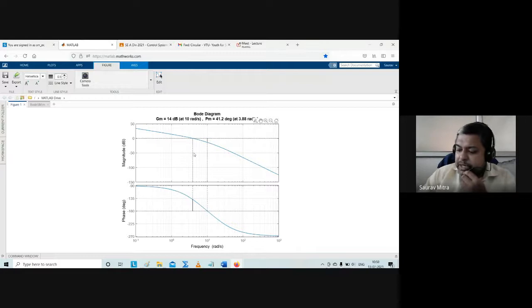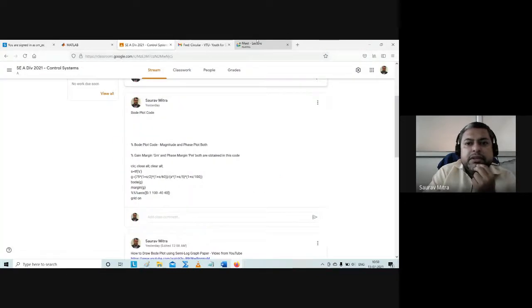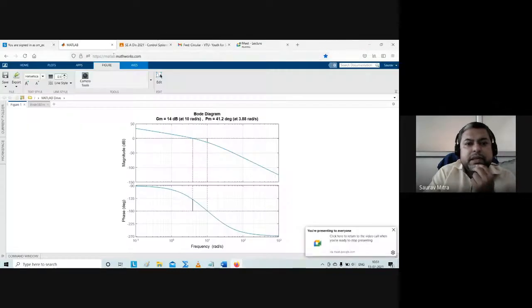What I have given you is G(S)H(S). So G(S)H(S) is equal to 500 divided by S into (S plus 5) and (S plus 20). So what all you have to write in the journal, just start writing it down. Whenever you are doing this numerical, what all things you have to write in the journal, just write it down. So this is the code.